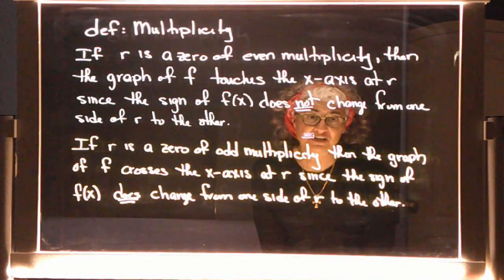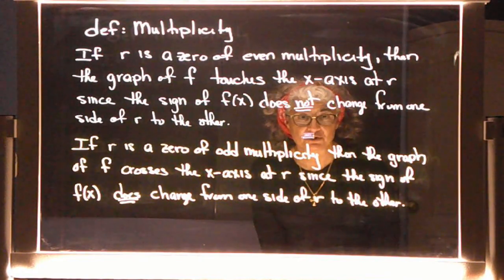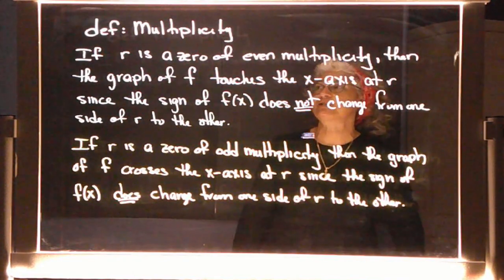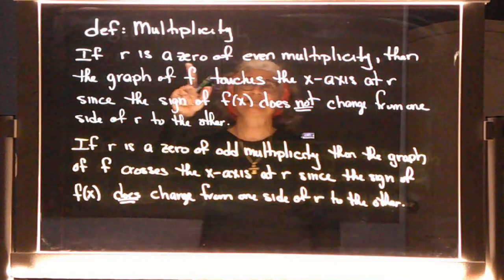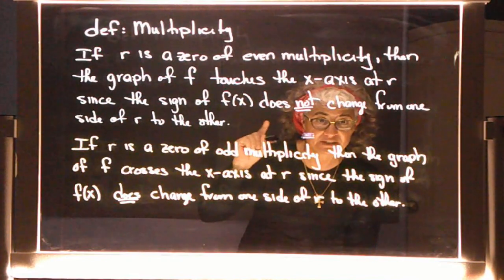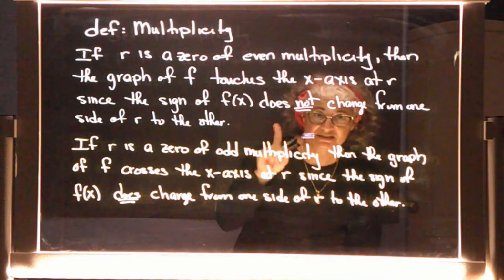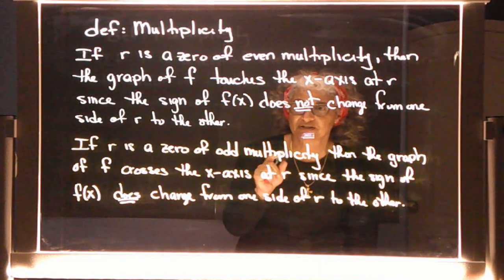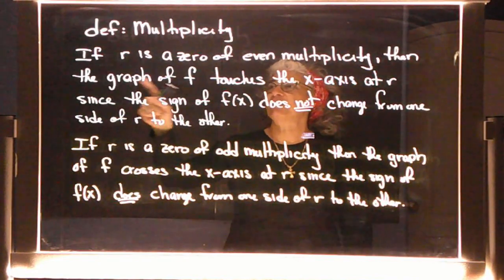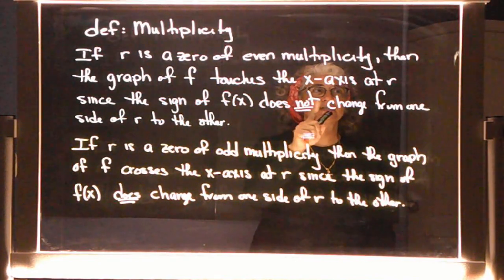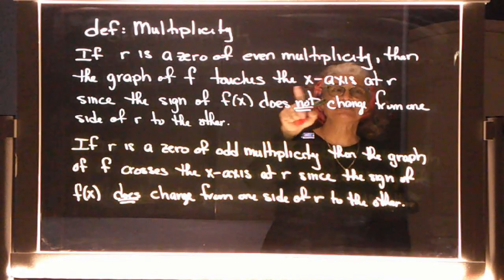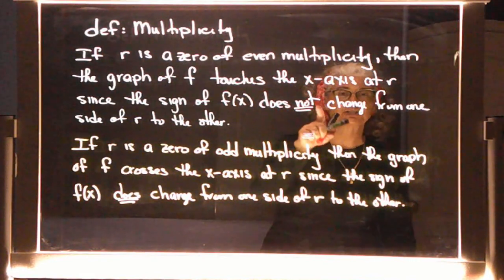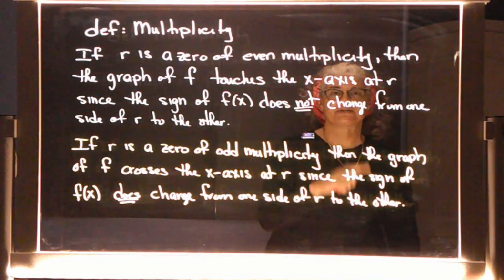Okay, so let's look at another definition called multiplicity. So it's in 2 parts, but when I know one part, the other one also makes sense. So let's read the first part. If r is a 0, and we just went through the definition of a 0, correct? It could be an x-intercept. It could be a solution, right? Anyway, you got the picture. If r is a 0 of even multiplicity, then the graph of f touches the x-axis at r since the sign of f of x does not change from one side of r to the other.